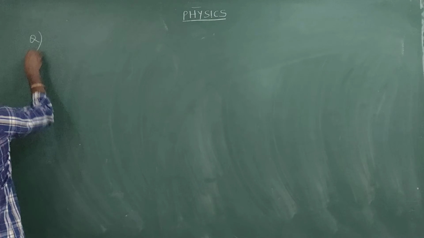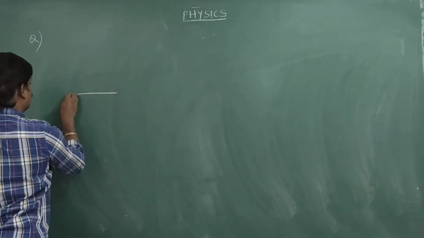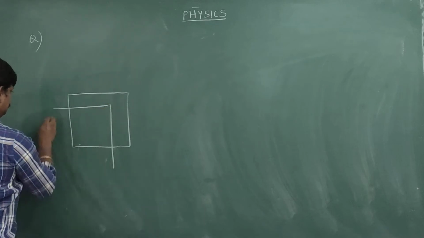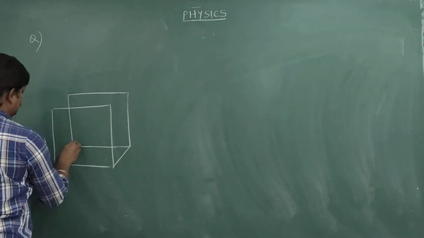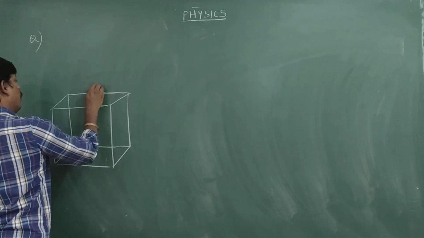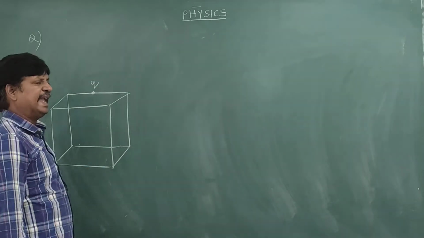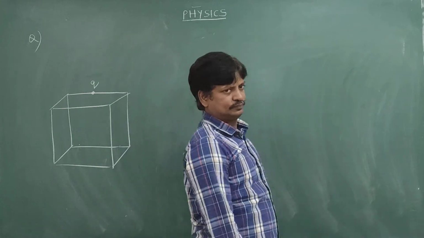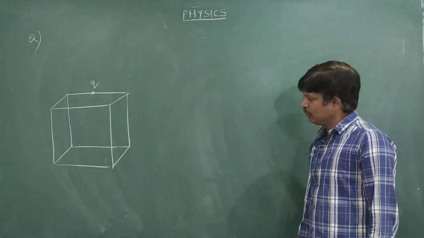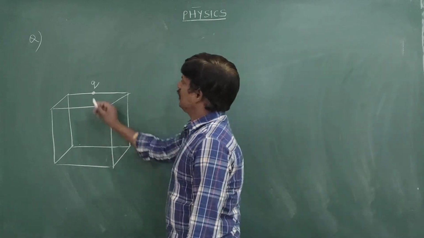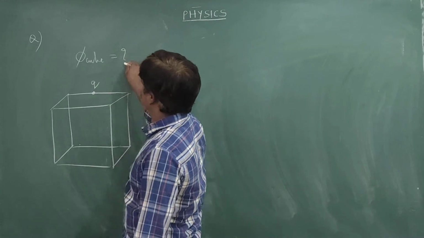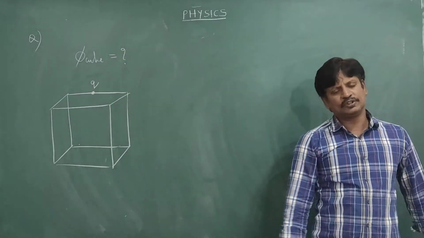Now if you are having one cube like this, a charge is present at the center of one edge of the cube. My question is, find out the flux through this cube.